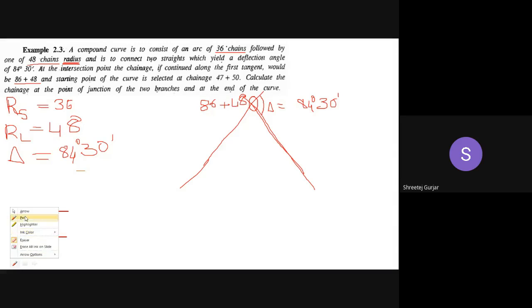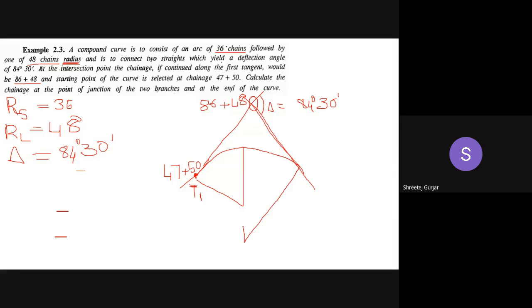Next, the starting point of the curve is selected at a chainage. Suppose this is the starting point of your curve, T1 or point of curve, and the chainage of this point is given as 47 plus 50. Calculate the chainage at the point of junction of the two branches, and at the end of the curve. So we need the chainage of point D and point T2.